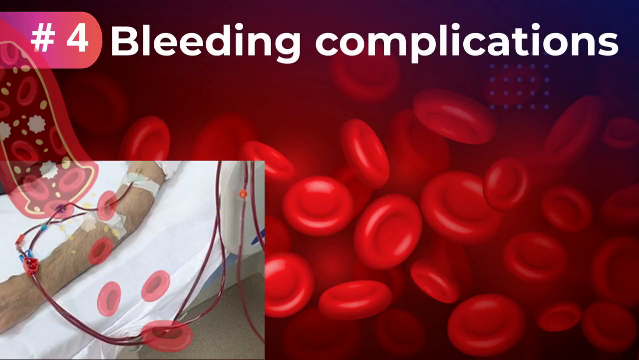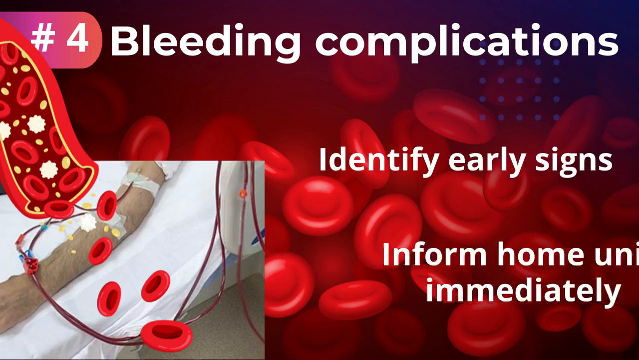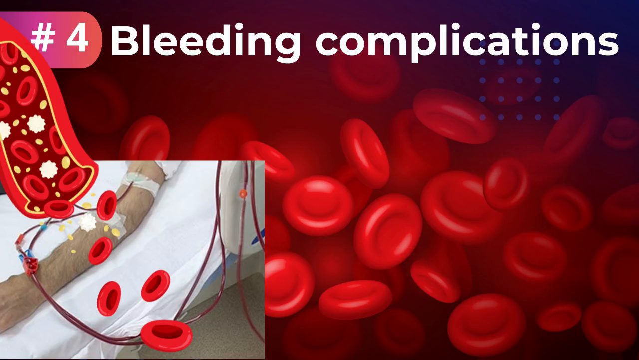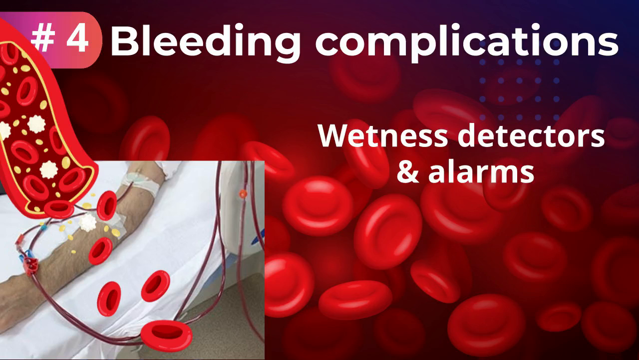Next, let us review bleeding complications of the AV access. Home hemodialysis patients are taught to identify early signs and to notify the home unit immediately if they notice blood spurting on inserting needles or prolonged bleeding time at end of session. It is important to review protocol for needle and tube taping to prevent accidental dislodgement. Wetness detectors and alarms are used under dialysis machine, dialyzer, and access arm to detect blood loss immediately.